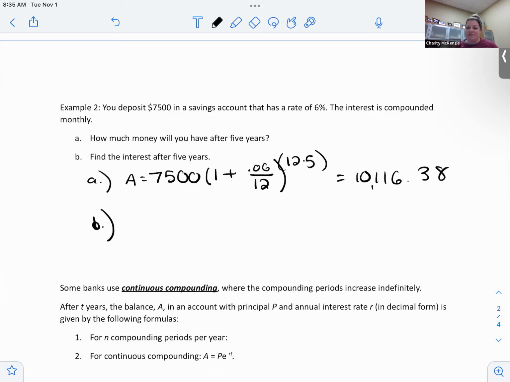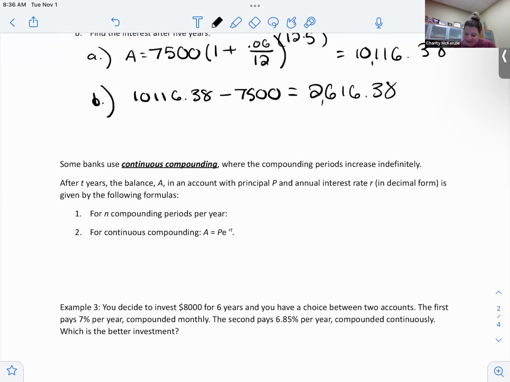Okay, part B, how do I find my interest? So if my future value is 10 grand, right? $10,116.38. If I subtract my starting amount, that's my interest. So I haven't touched the account. So I get $2,616.38. That's a lot of interest. I gained a couple thousand, almost $3,000 in interest.